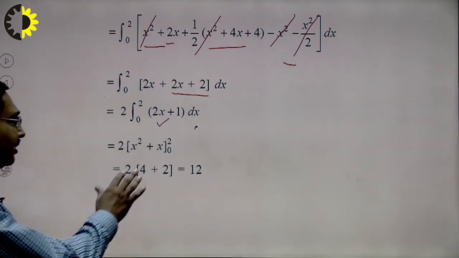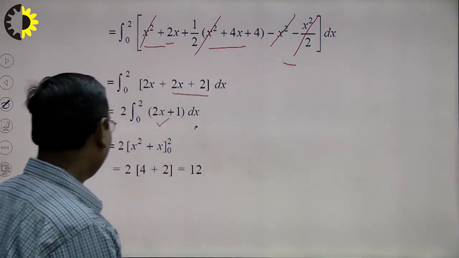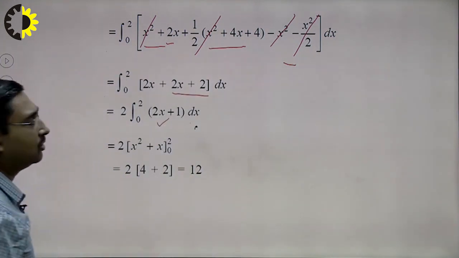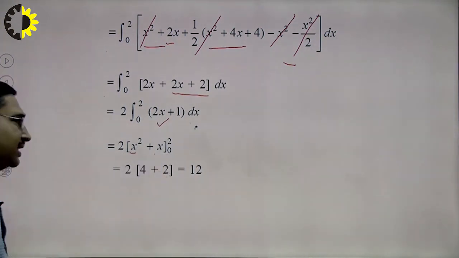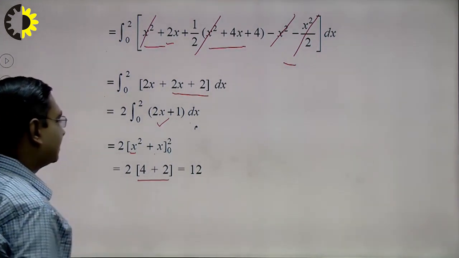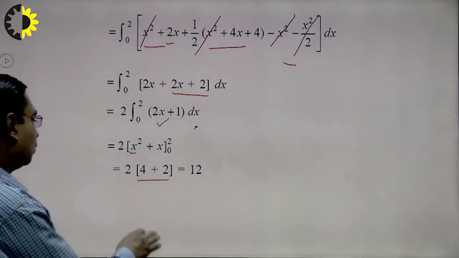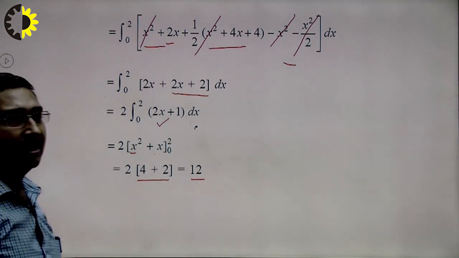It is not difficult to evaluate this integral, a very simple definite integral. Integrating by using the formula for x raised to the power n, it gives x square plus x, limits from 0 to 2, and applying these limits I obtain 4 plus 2 times 2, that is 12, which is the value of our integral.